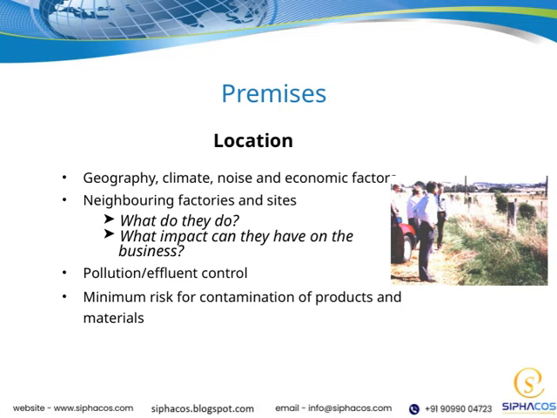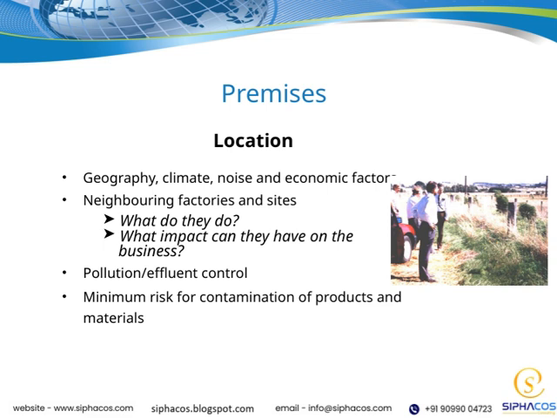Let's talk about the location of our facility. When considering a site, it's important to look at the geography and climate, as these can influence operations and logistics. For example, weather patterns might affect transportation or storage needs. Noise levels and nearby environmental factors also play a role, especially if we're close to residential areas or sensitive ecosystems.